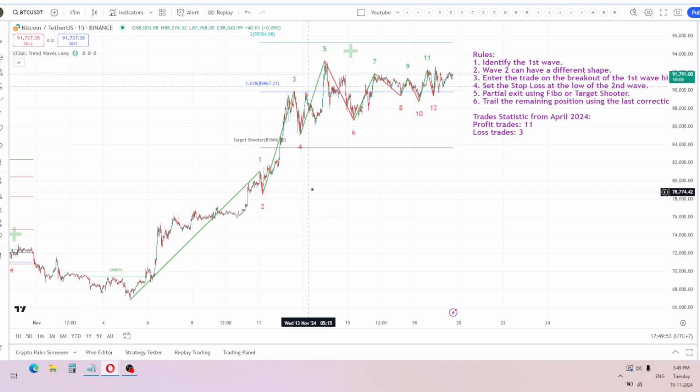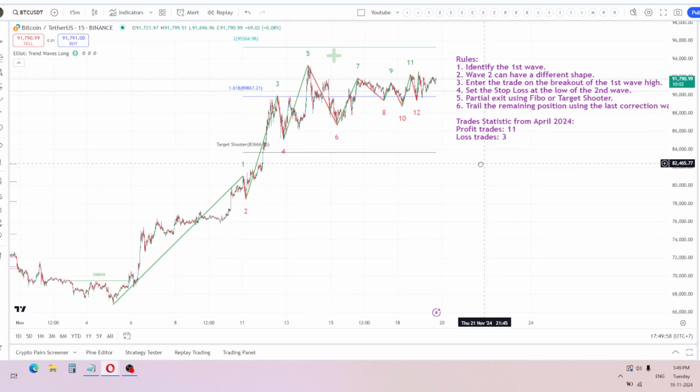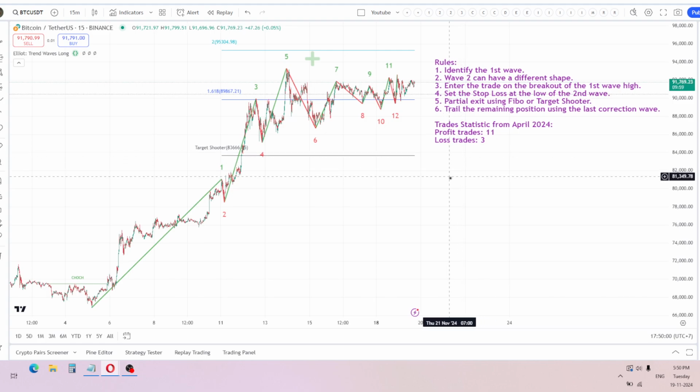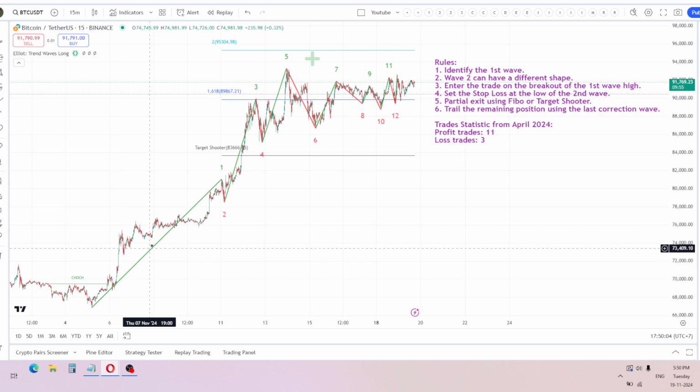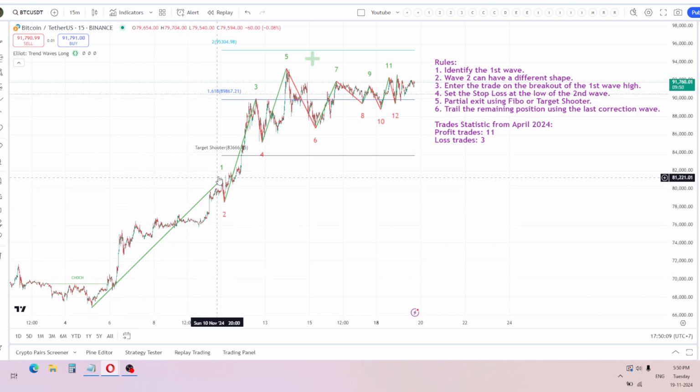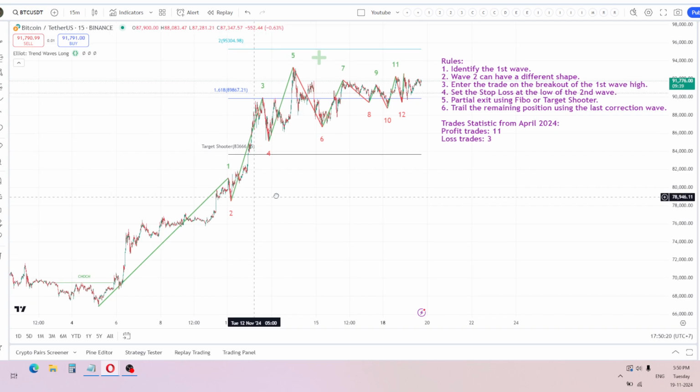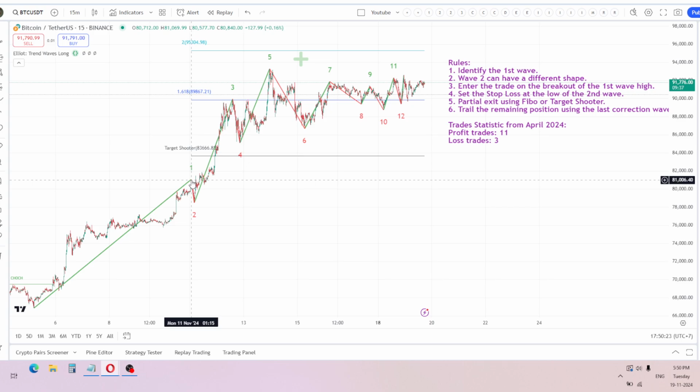And we have rules for trading with this indicator. The first rule: we need to wait until the first wave is finished and plotted on the chart. Then the second wave will be used as a stop loss for a new trade, and we enter the market when the first wave breaks out.